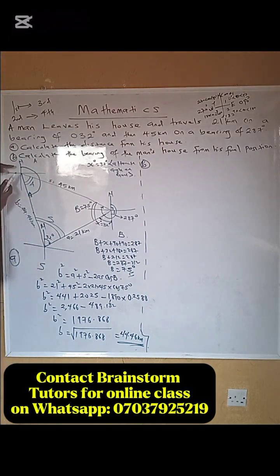This line is the line that connects the man's final position to his starting point. So we are going to look for the angular distance from this final position to its starting point. I'm looking for this angular turn in a clockwise way from here to this line. So now we don't know. Let me call this angular turn phi. Before you can know this angular turn phi, which is the bearing of the man's house from its final position, I need to know this angle A.